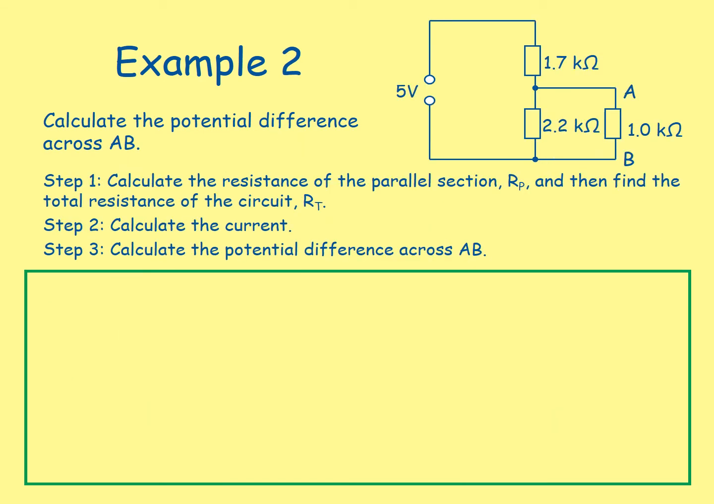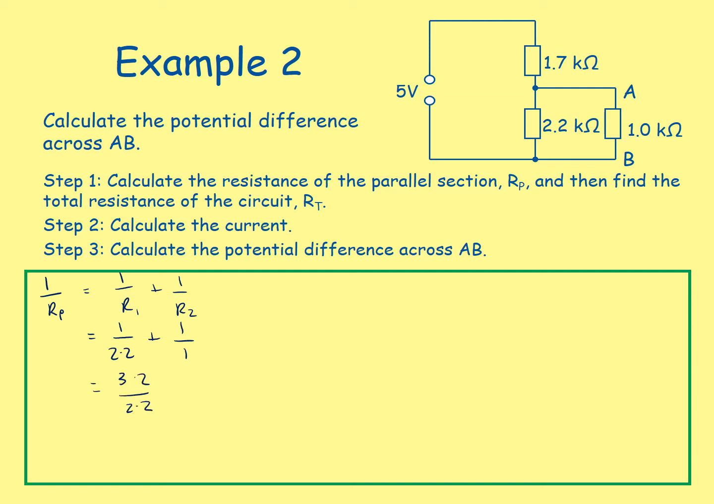Example 2. Calculate the potential difference across AB. Step 1. Calculate the resistance of the parallel section, RP, and then find the total resistance of the circuit, RT. So to do the parallel section, we've got 1 over RP equals 1 over R1 plus 1 over R2. This is 1 over 2.2 plus 1 over 1. And in total that's 3.2 over 2.2.